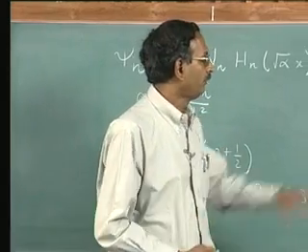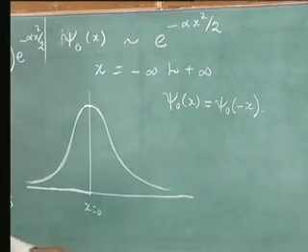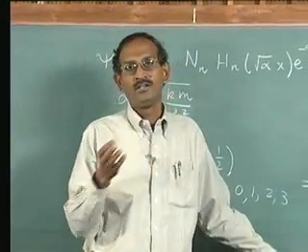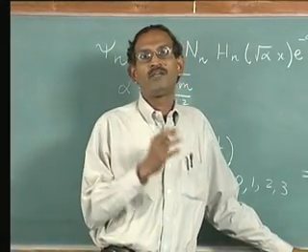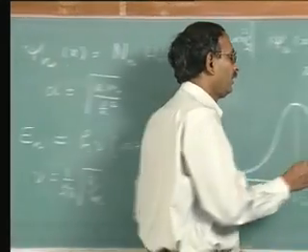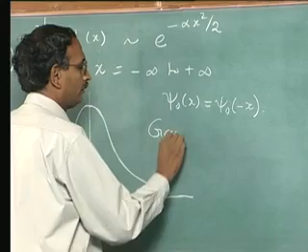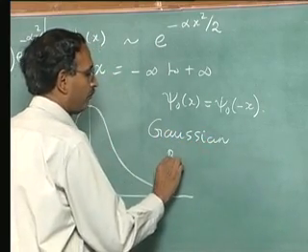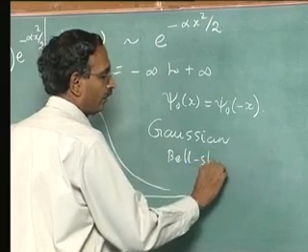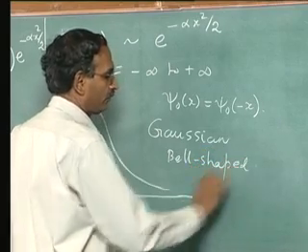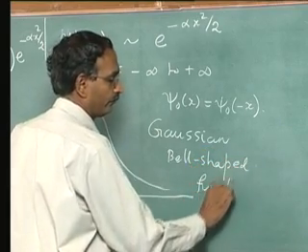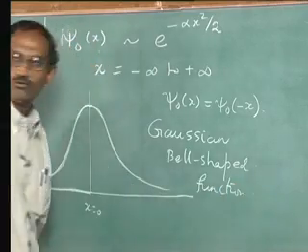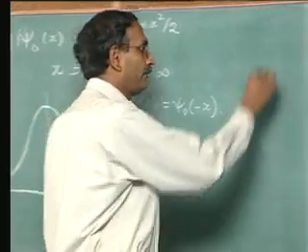Okay. This is a very well known function in mathematics and physics, in distributions, in the theory of distributions. It is known as the Gaussian function or bell shaped. In colloquial language, it is a bell shaped function. The Gaussian function can be normalized.